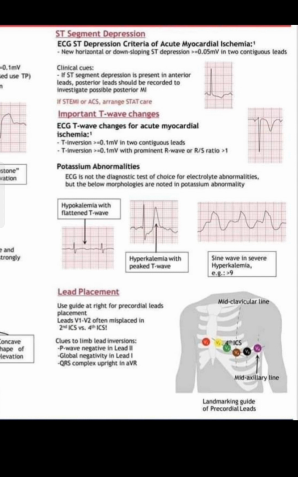In case of diagnosing the MI, you will put leads in this sequence. Leads V1 to V2 are often misplaced in the second intercostal space versus the fourth intercostal space.